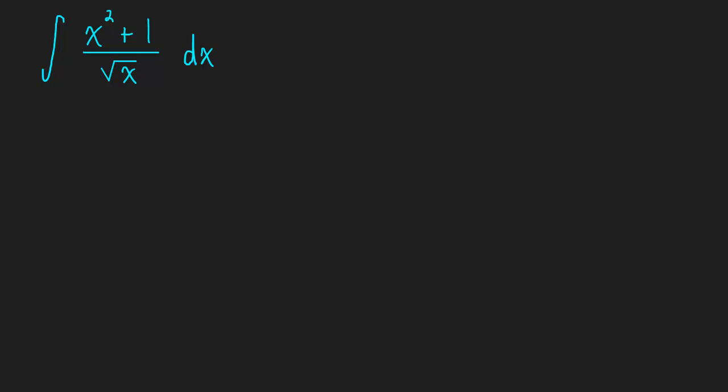Here is an integral or an antiderivative that we haven't learned how to solve yet, but it's not going to be too difficult. Let's start by trying to rewrite this expression or see if we can simplify it in any way. So what I'm going to do is break up the fraction into two fractions. So x squared divided by the square root of x plus 1 divided by the square root of x.